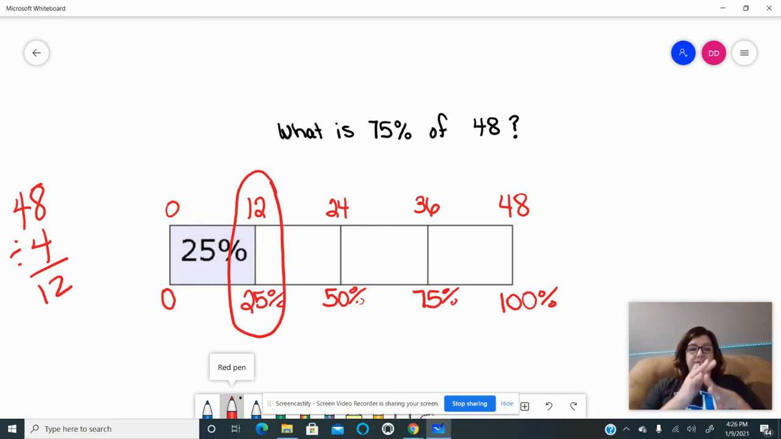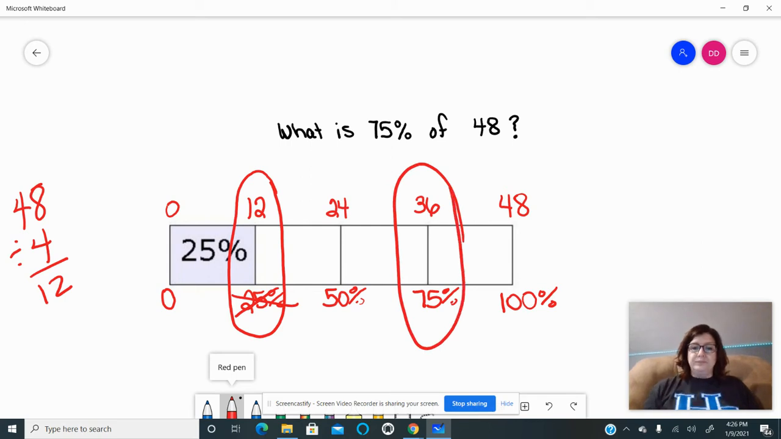The good thing about this visual model that we have is we can find several answers. For example, if I said, what's 75% of, oh, I'm sorry, that's not 75%, that's 25%, my bad. We want 75% right there. 75% is 36. So what I was going to say is the good thing about this bar model is I can also find 25%. 25% is 12, or 50%, which is 24. Sorry about that mistake there.